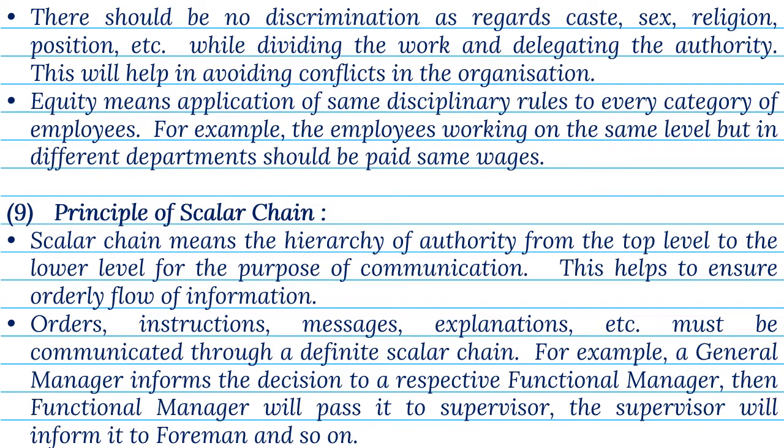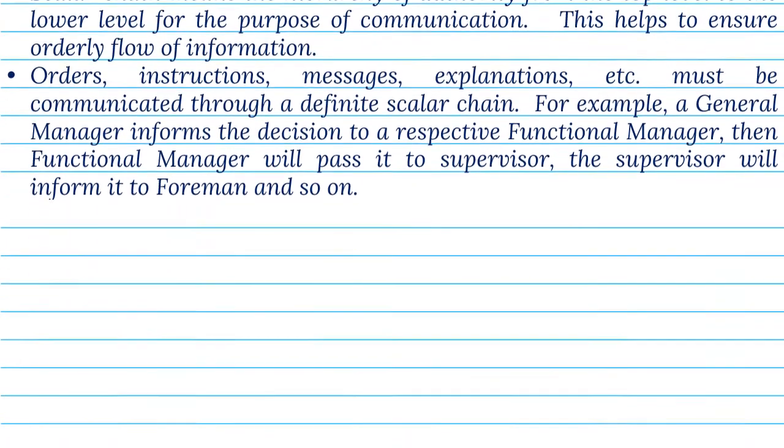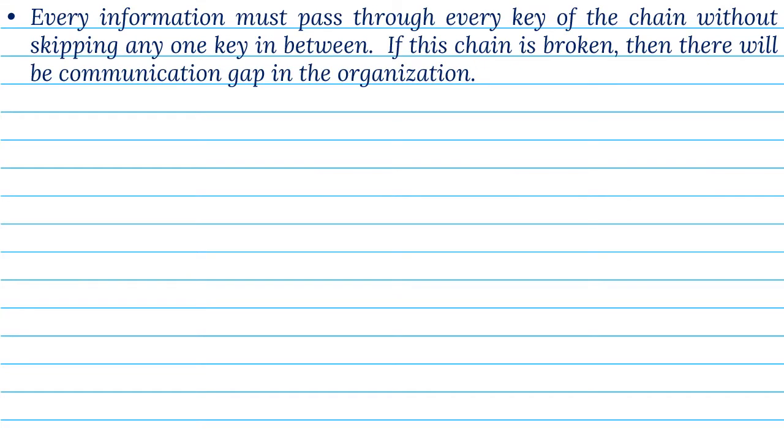For example, a general manager informs the decision to a respective functional manager, then the functional manager will pass it to the supervisor, the supervisor will inform it to the foreman, and so on. Every information must pass through every key of the chain, without skipping any one key in between. If this chain is broken, then there will be a communication gap in the organization.